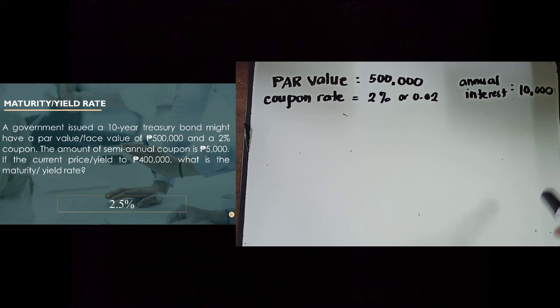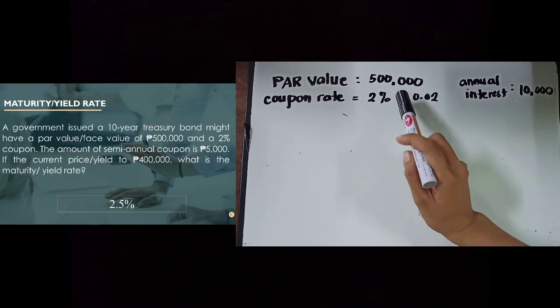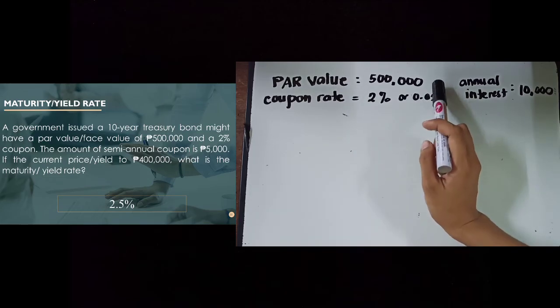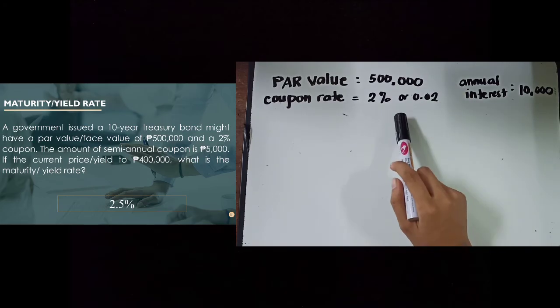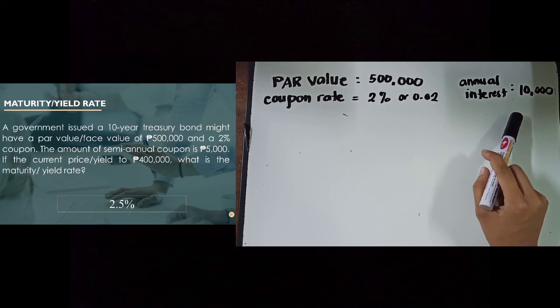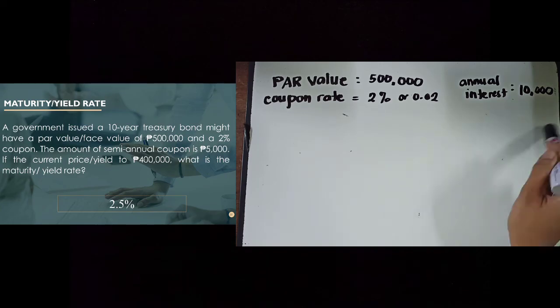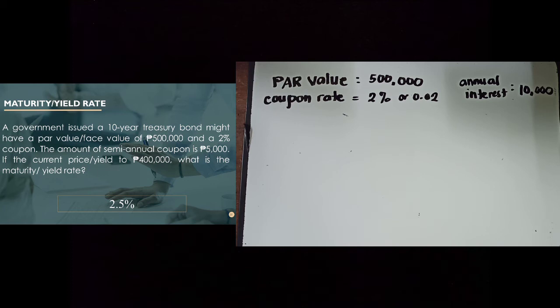And na-solve natin yung annual interest which is 10,000 pesos. Okay? So, now the value of our principal or our par value or face value is 500,000 pesos. Again, this is the original na pinahiram mo. And the coupon rate is 2%. This 2% is the interest rate and the annual interest. Again, annual interest. So, yung na-solve natin kanina is 5,000, then multiply it by 2. Therefore, this is 10,000. Okay, so annual interest rate. Annual interest which is 10,000 pesos.